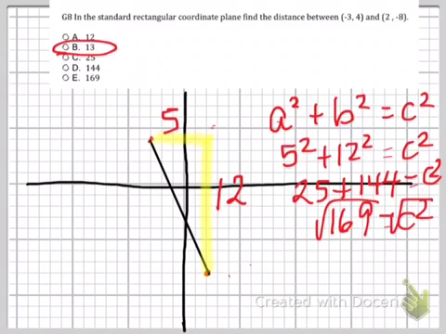Number 8, in the standard coordinate plane, find the distance between -3, 4 and 2, -8. So I graphed the points on a coordinate plane. I drew a line to connect them. I found the rise and the run, made a right triangle, and I used the Pythagorean theorem to find the hypotenuse. So I substituted in 5 for a and 12 for b. And I squared both of those and took the square root, so the answer is B, 13.